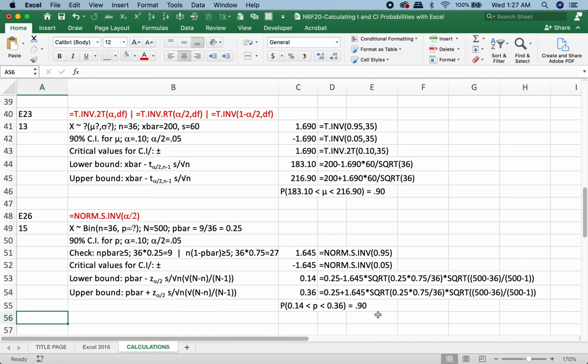So that takes us to the end of this particular lesson on Excel. These are all the different DIST and inverse functions that you would need in Unit E, and you'll find that these will be the same ones that we will use in Unit H on hypothesis testing.